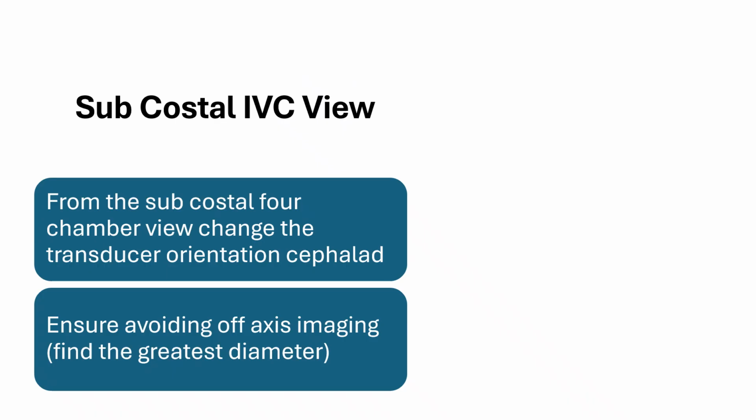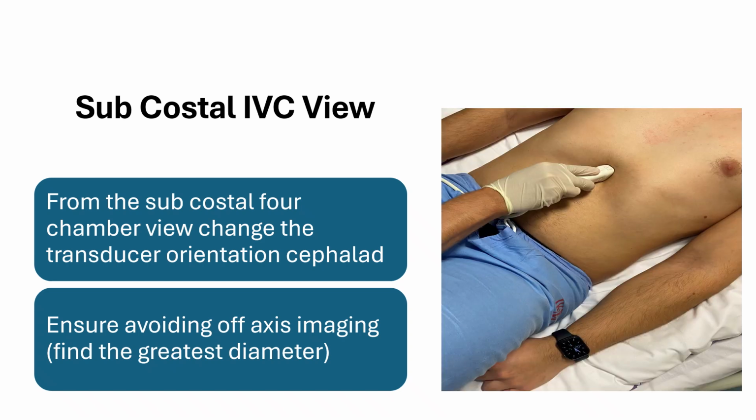And finally, let's discuss subcostal inferior vena cava view. From the subcostal four-chamber view, you change the transducer dot orientation towards the patient's head, or cephalad. You want to avoid off-axis imaging, and you want to ensure that you're finding the greatest diameter of the inferior vena cava.